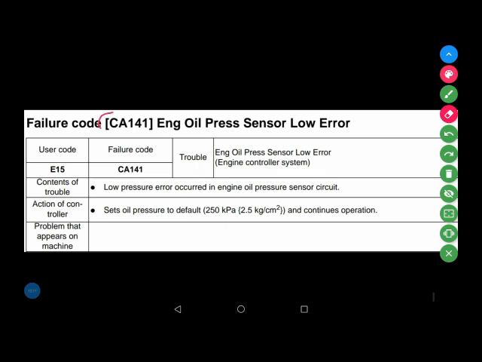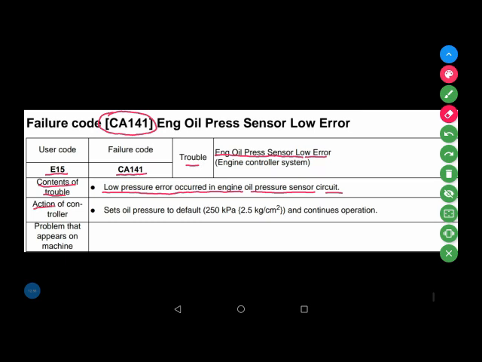The code is CA141. If the user code is E15 and the failure code is CA141, what will be the trouble? Engine oil pressure sensor low error. The problem belongs to the oil pressure sensor. What is the problem with the sensor? A low pressure error occurred in the engine oil pressure sensor circuit. The circuit of the engine oil pressure sensor is getting low voltage, low pressure.